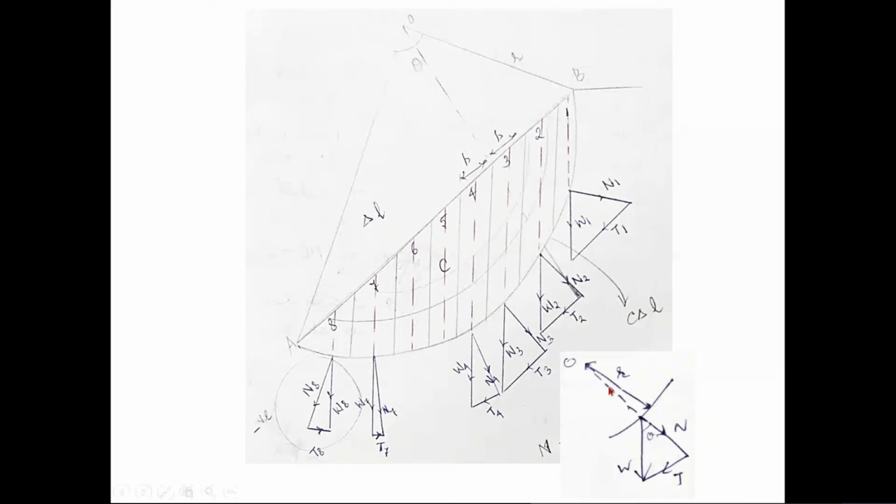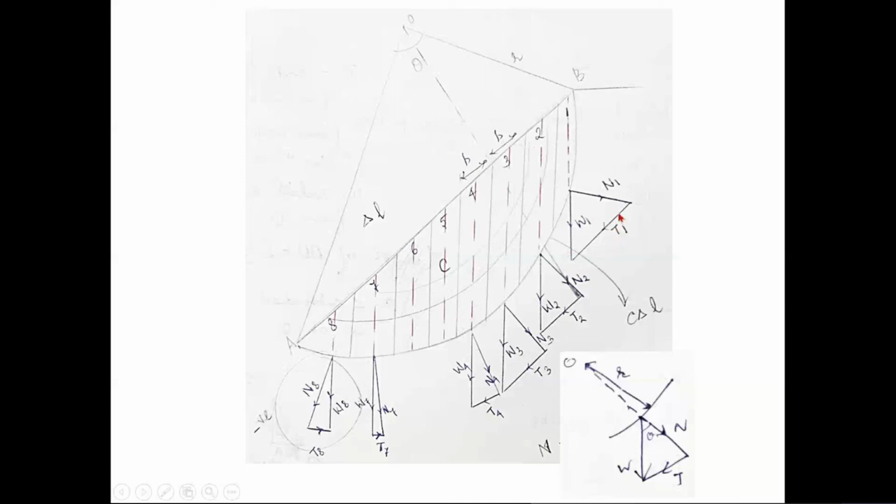Yeah, because N acts along the center of the circle. It has no effect, right? As you can see here, there is no effect of the normal component. It acts along this line, normal to the surface, so no effect, isn't it? But what is going to drive this down, the component of weight, is my tangential component, right?